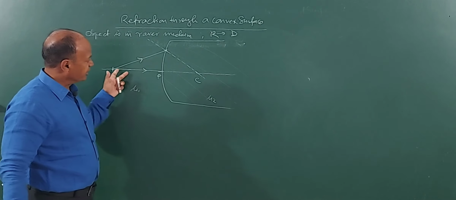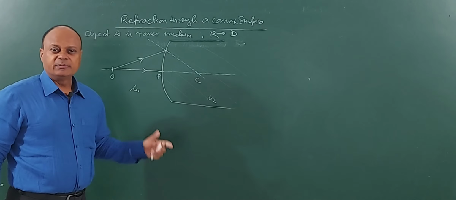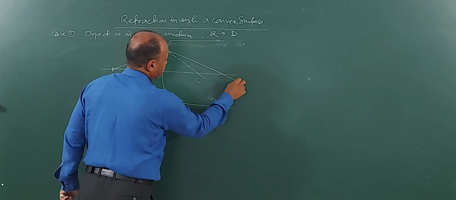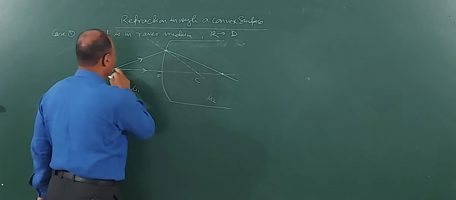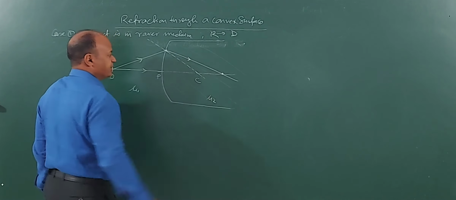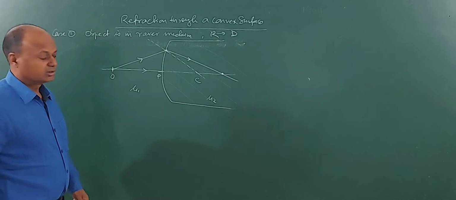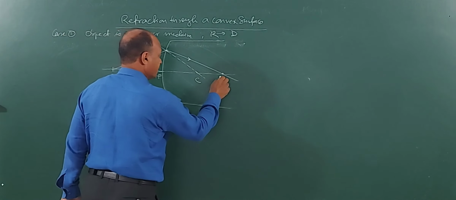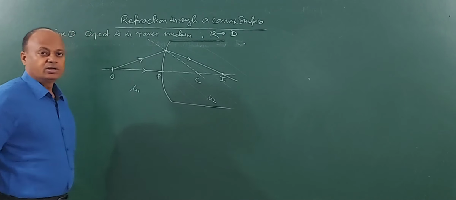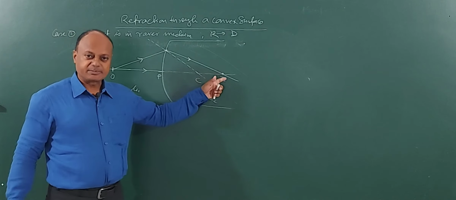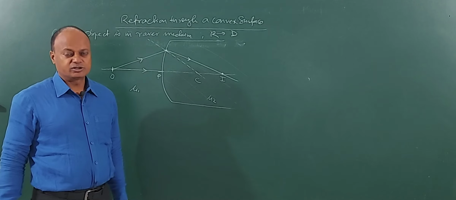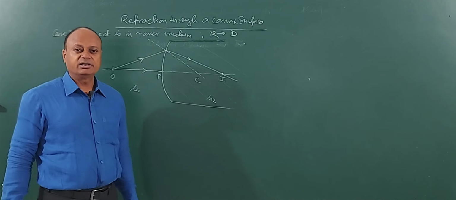Now the ray is travelling from rarer to denser. What will happen to the ray? It will bend towards the normal. So the ray is bending towards the normal here. And now children, you can see the first ray travelling through the pole and the second ray bending towards the normal. They are together meeting at a point I on the principal axis. Now the two rays are actually meeting at point I. Therefore, point I becomes a real image. Point I is what? Real image.